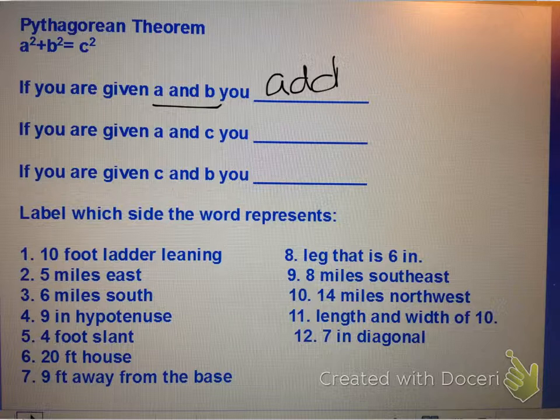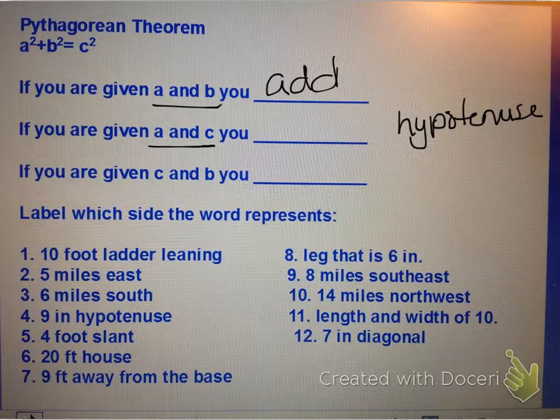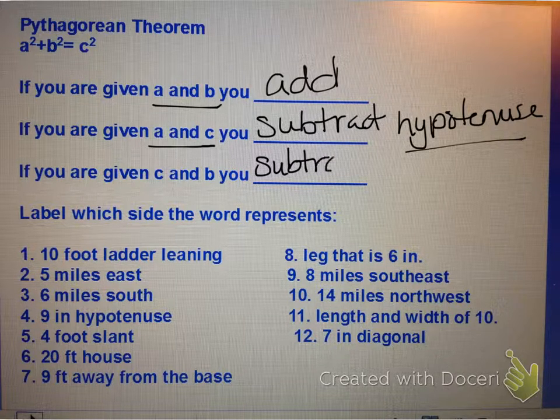Okay. If you were given a and c, meaning that you were given the hypotenuse, which we know is the longest side, then you will end up subtracting. Okay, subtracting. And again, if you're given c and b, again you're given the hypotenuse, so then you will need to subtract the squares and take the square root.